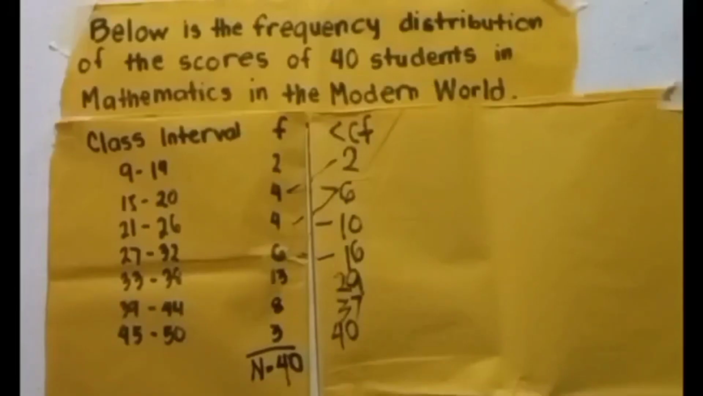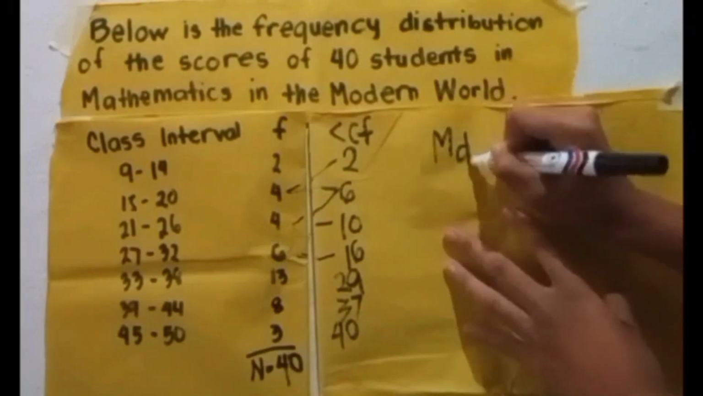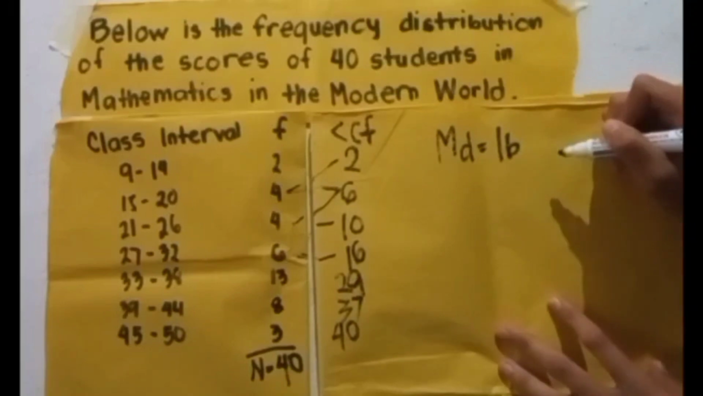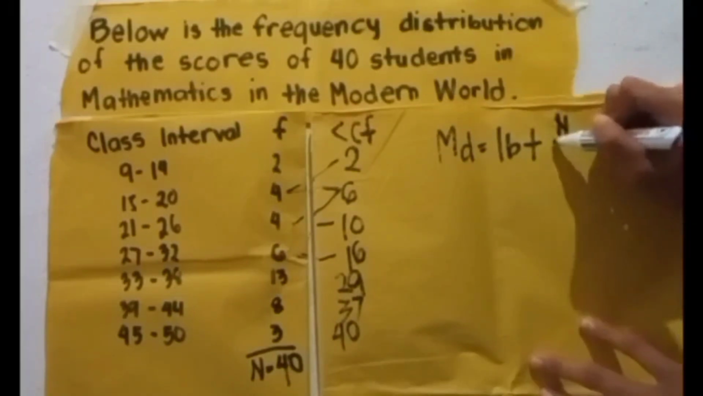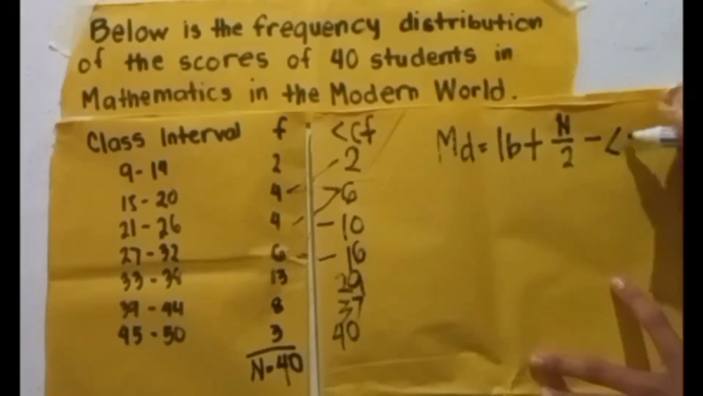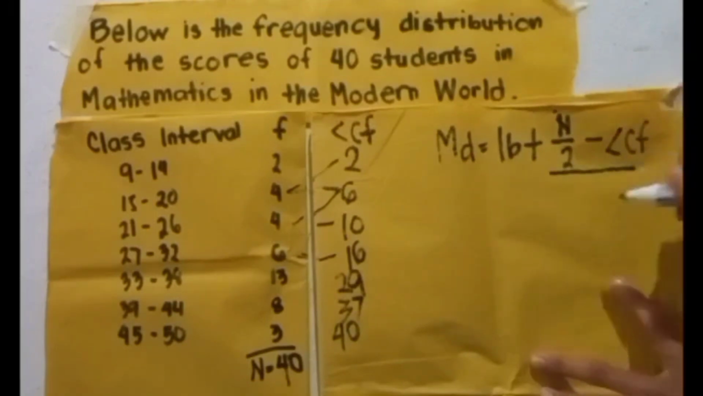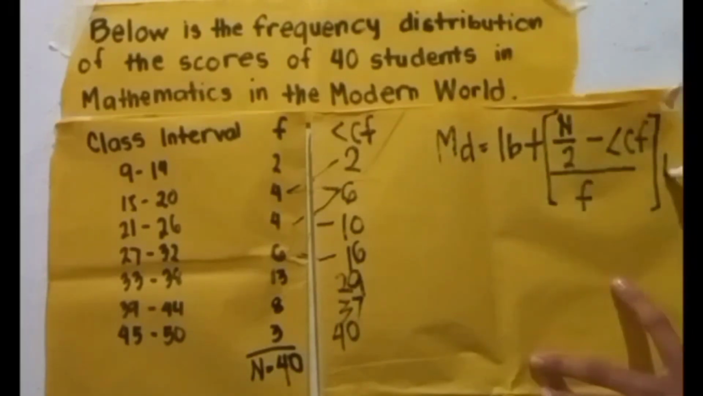So the formula we'll be using is MD is equal to LB, which means lower boundary, plus n over 2 minus the less than cumulative frequency, all over the value of frequency, multiplied by the interval.